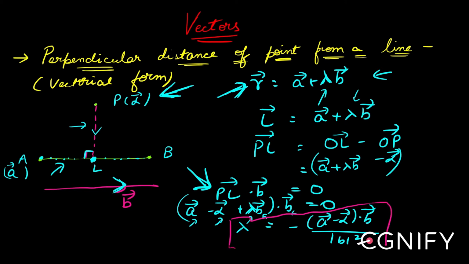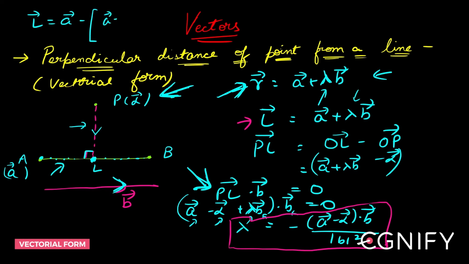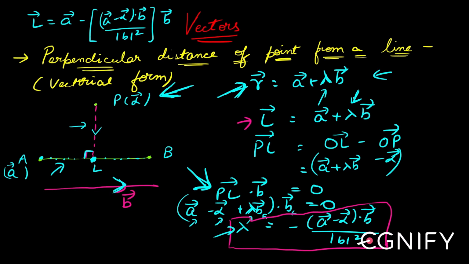What will I do with this lambda once again? Why am I finding this lambda out? I'm finding this lambda out so that I can put it here and I can get the position vector of L. So once you put it, you will get the position vector of L as a bar minus this quantity, which is (a bar minus alpha bar) dot b bar by mod b square, into b bar. So instead of lambda, I've just put the value of lambda that I've got, and this has given me the position vector of this point L.